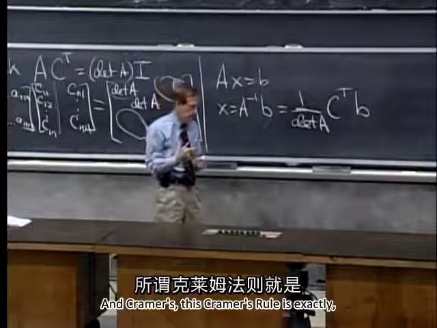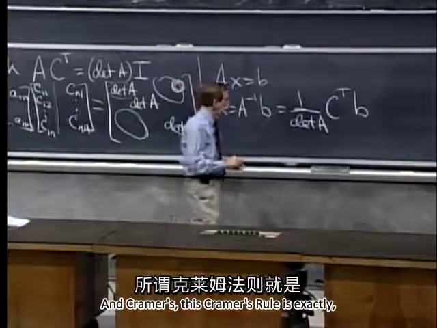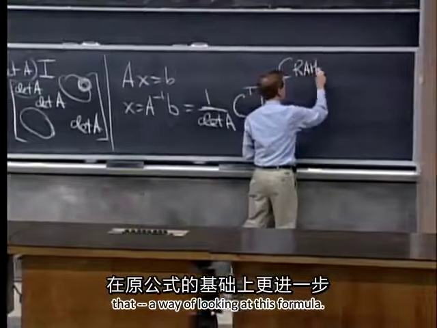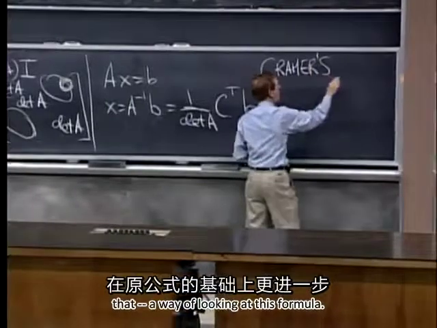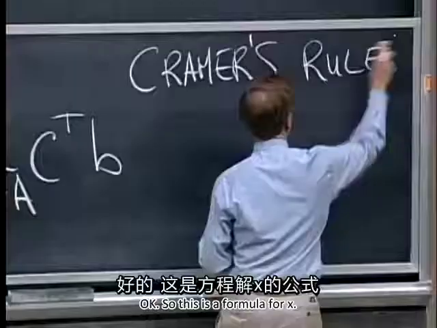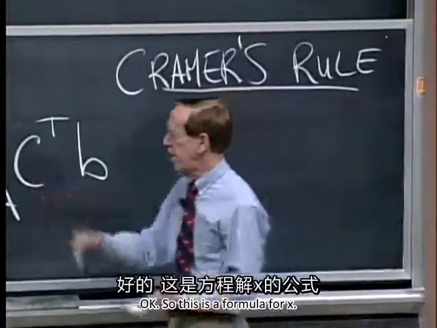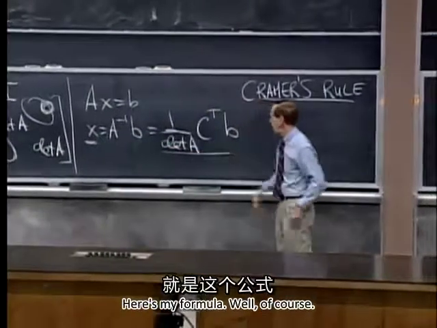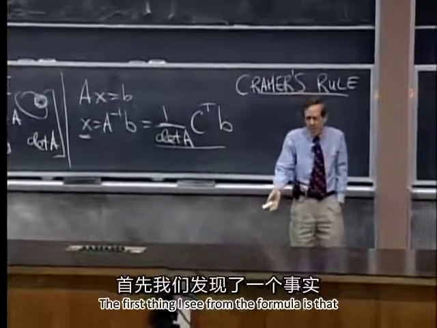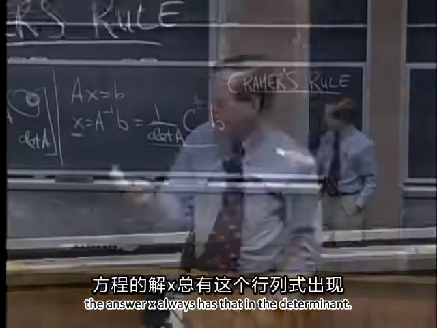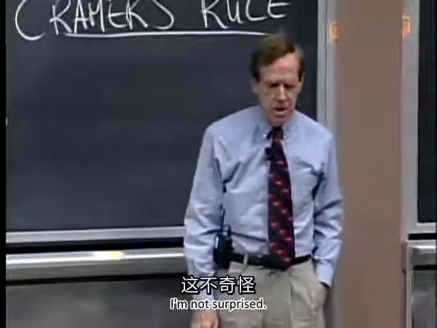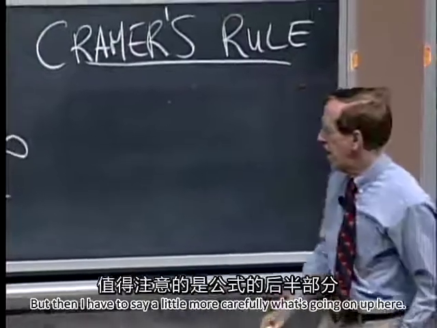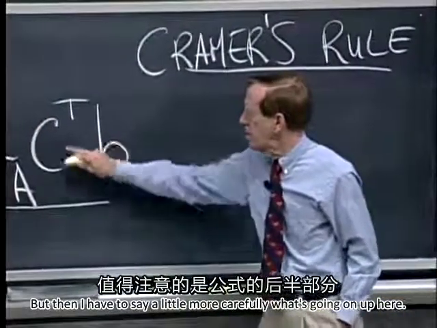This Cramer's rule is exactly that, a way of looking at this formula. So this is a formula for x. Of course, the first thing I see from the formula is that the answer x always has the determinant in it. I'm not surprised. There's a division by the determinant. But then I have to say a little more carefully what's going on up here.